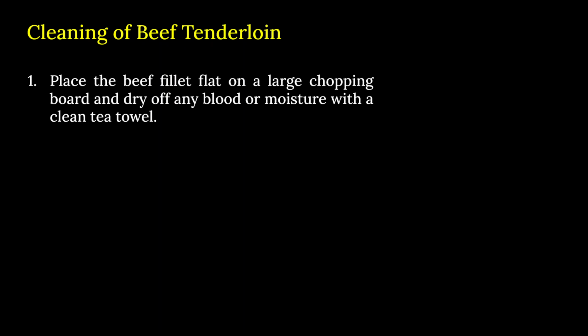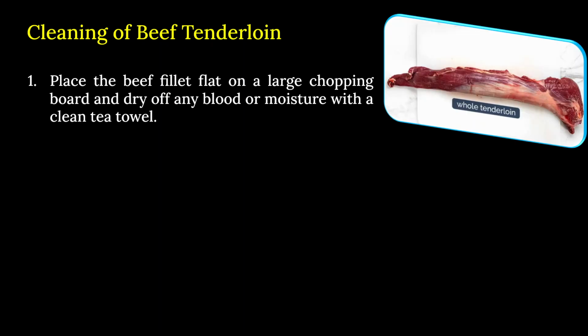How? There are certain steps, and we should remember how it is to be cleaned. First one, place the beef fillet flat on a large chopping board and dry off any blood or moisture with a clean tea towel. So it is like this. First you place the fillet on the tabletop on a chopping board, of course, and use a kitchen towel and just dab it on the fillet in different parts. The purpose is to make it dry and remove any excess blood coming out from that area. And once it is cleaned primarily, then the second step comes.